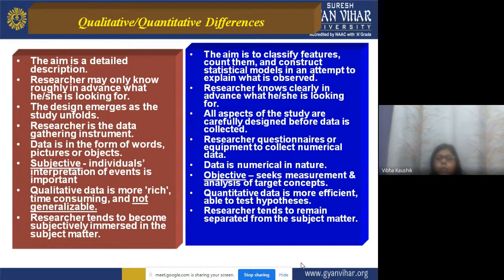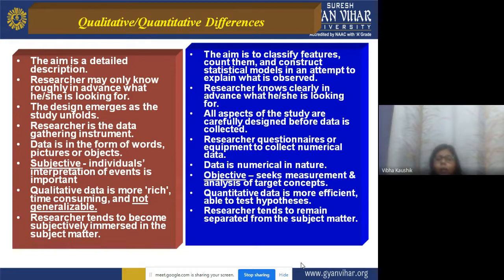All aspects of the study are carefully designed before data is collected, before the researcher decides that he will collect the data. The researcher uses a questionnaire or equipment to collect numerical data. Equipment can be other instruments, or different scales, through which the researcher can collect the data, and it is numerical data only.